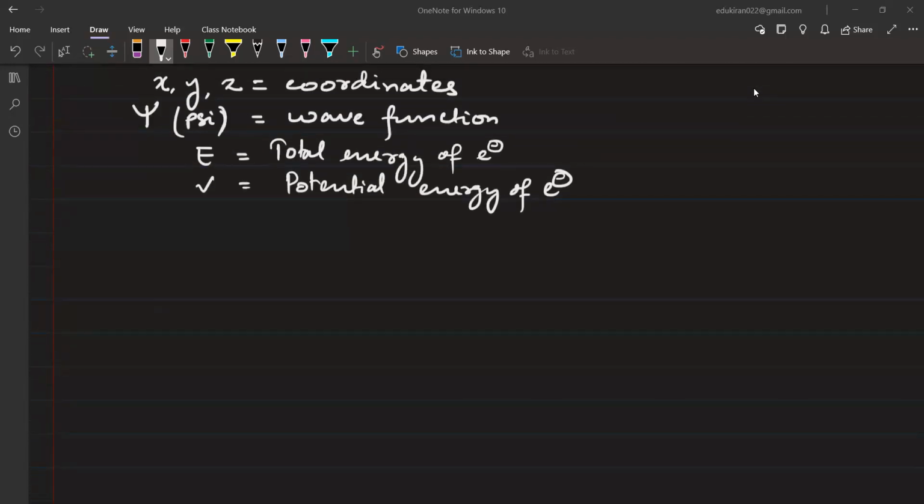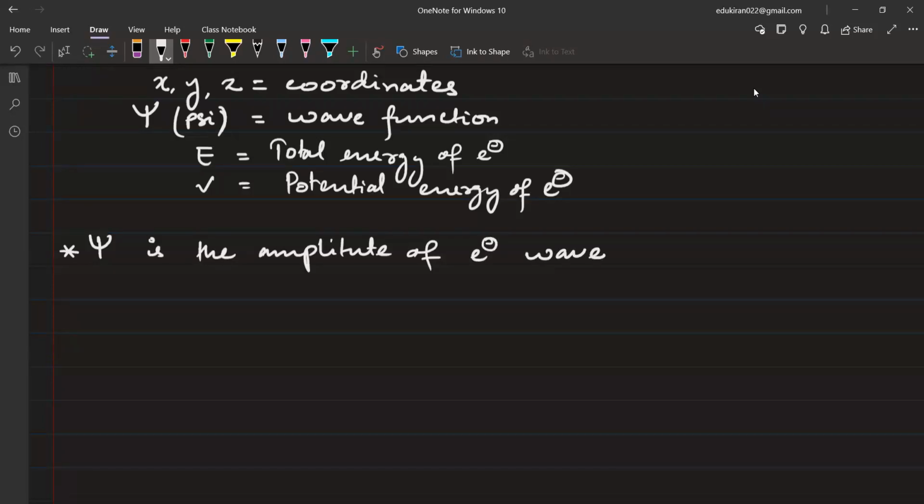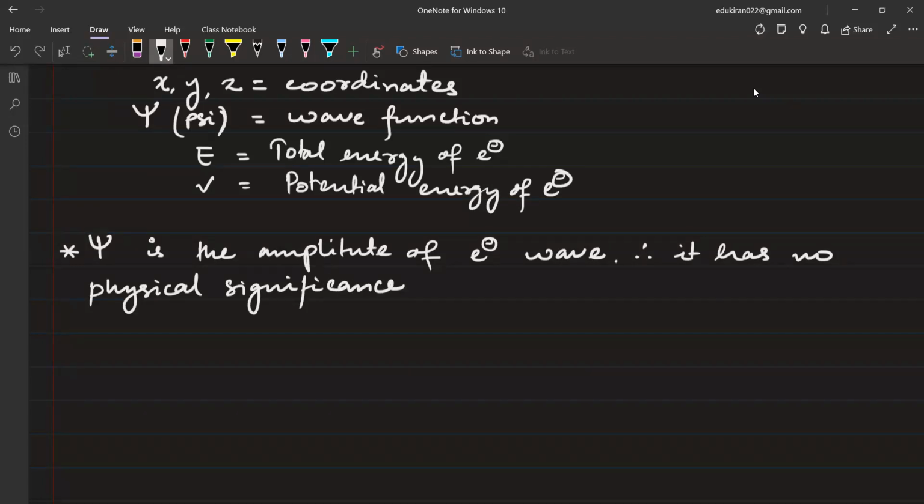Next. Psi is the amplitude of the electron wave. That is the amplitude of the electron wave. Therefore, it has no physical significance. Right, next.